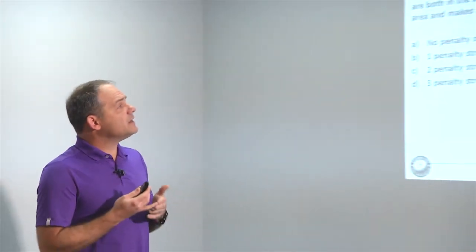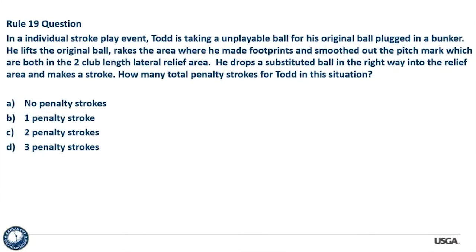All right, so the question we have here for Rule 19. In an individual stroke play event, Todd is taking an unplayable lie for his original ball plugged in a bunker. He lifts the original ball, rakes the area where he makes the footprints, and smooths out the pitch mark, which are both in the 2 club length lateral relief area. He drops the substituted ball in the right way into the relief area and makes a stroke. How many total penalty strokes for Todd in this situation?